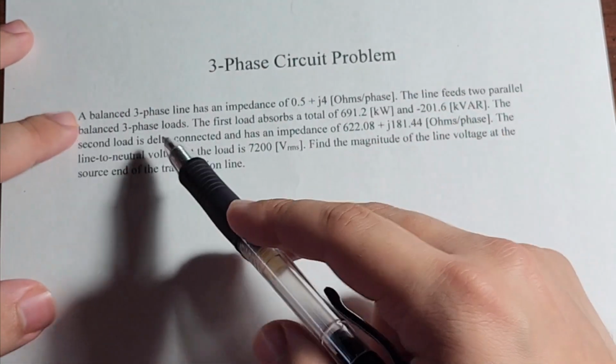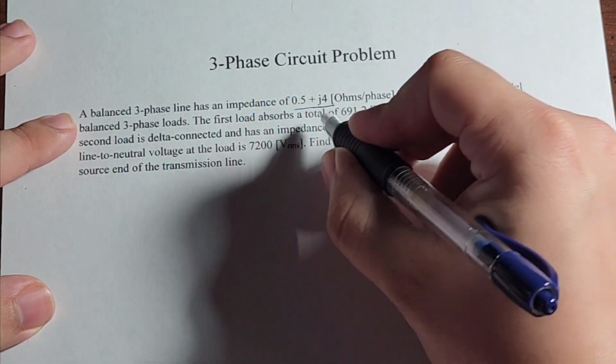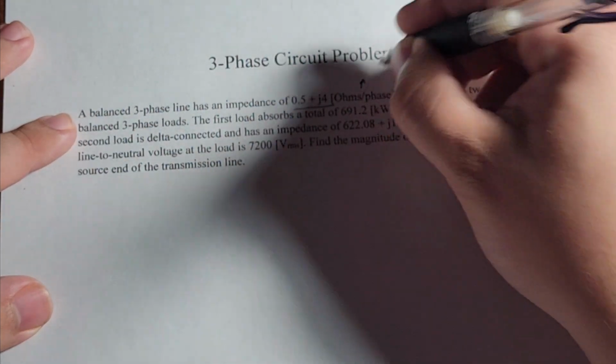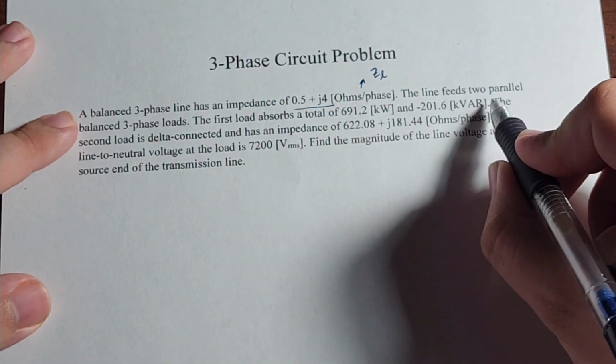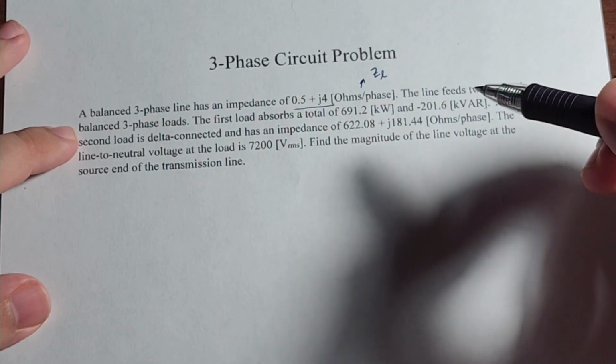So we're told that a balanced three-phase line has an impedance of 0.5 plus J4 ohms per phase. So we can say this is ZL, Z line. Now the line feeds two parallel balanced three-phase loads. Okay, that's very important to know.